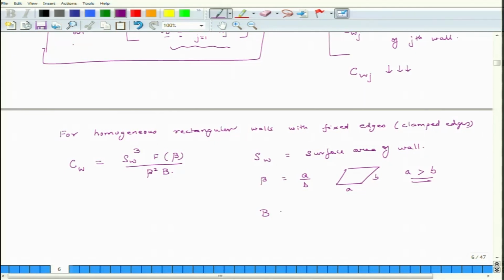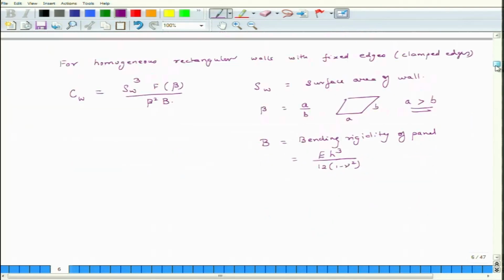This B relates to the bending rigidity of the panel or wall, and this can be calculated as E H cube divided by 12 into 1 minus mu square, where E is what? Young's modulus. And mu is Poisson's ratio.